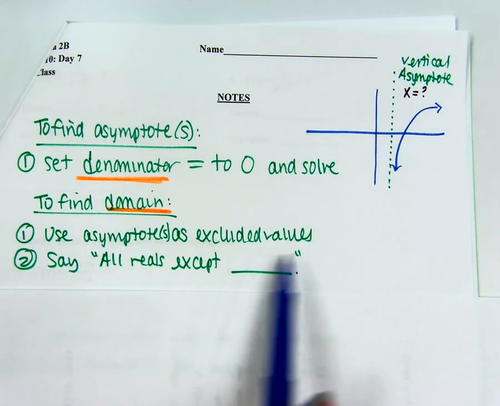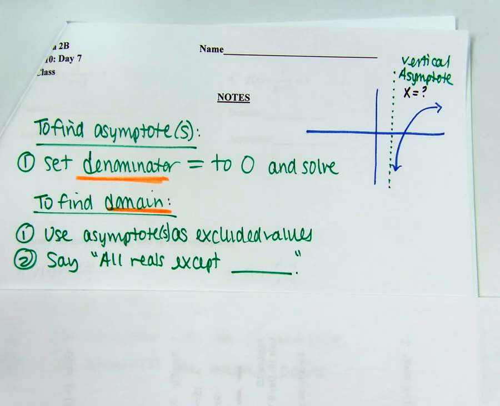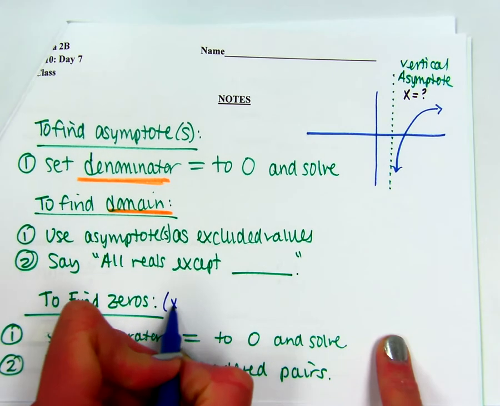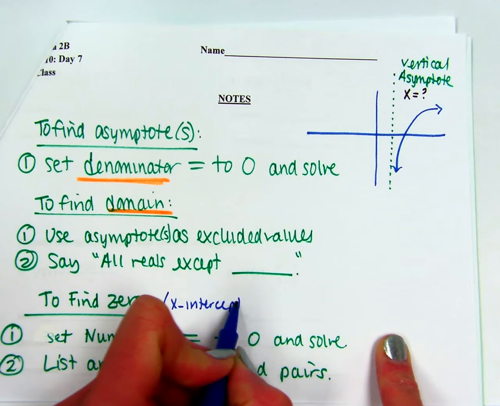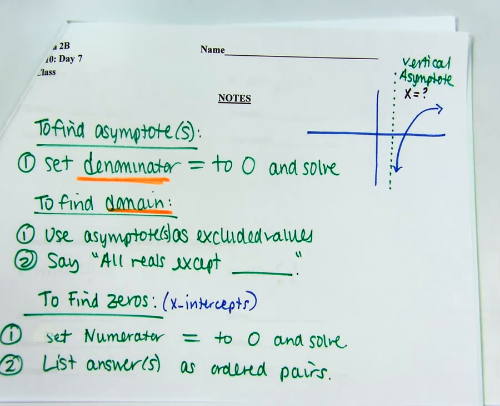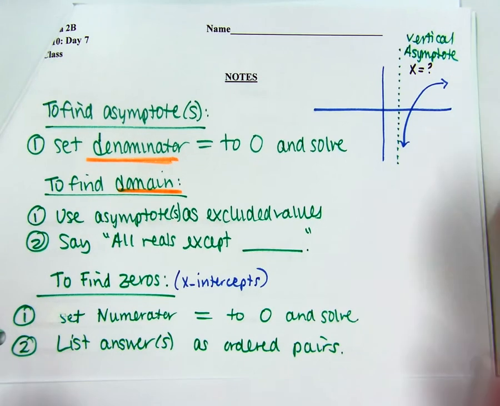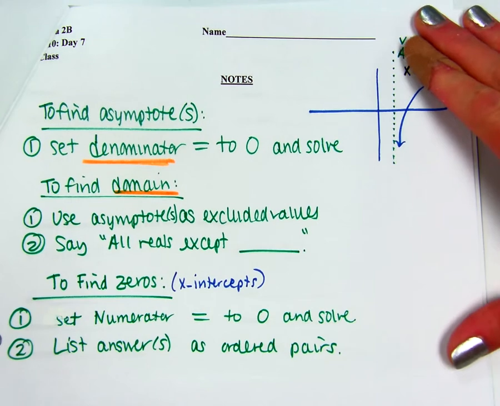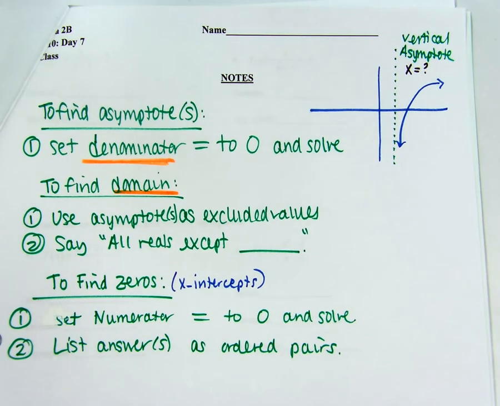You're going to use your asymptotes as any excluded values. So for example, if you had an asymptote at 5, then it would be all reals except for 5. If you had an asymptote at -6, it would be all reals except for -6. The last thing we're going to find today is zeros. Those are also known as x-intercepts. And x-intercepts are what make the numerator equal to 0. So we're going to set the numerator equal to 0 and then solve, and you're going to list those answers as an ordered pair. If you need to pause the video, go ahead and do that. Otherwise, we're going to move on to the first two problems.